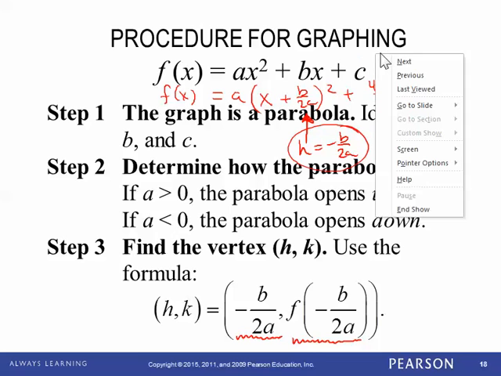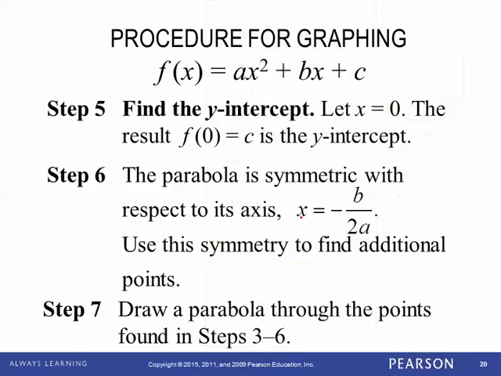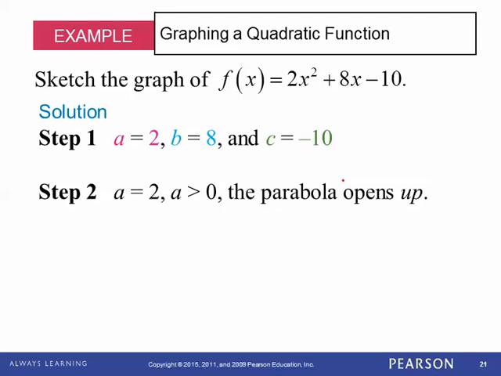Time is going fast here, so let's... Alright, example problem from the textbook. There it is. My A value is 2. My B value is 8. C value is negative 10. So again, this still stays the same. A is a positive value. Since A is positive, the parabola opens up. We good? No changes there.